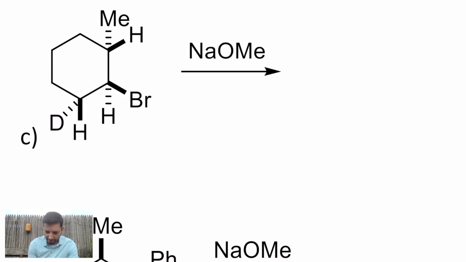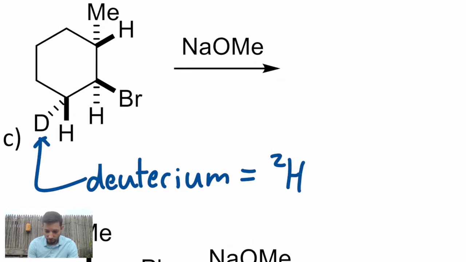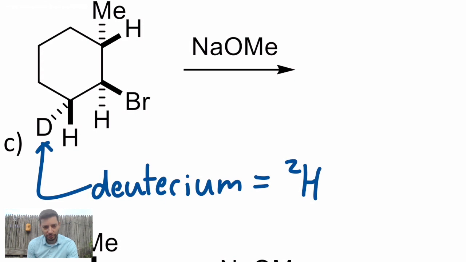If you don't recognize what that D is, you can make a note. That is a deuterium, which is just the second most common isotope of hydrogen. Instead of H1, it's H2. So it has 1 proton, but also 1 neutron. And we use these to figure out mechanistic properties and consequences of reactions. This is one way to sort of prove the anti-restriction of the E2 reaction.